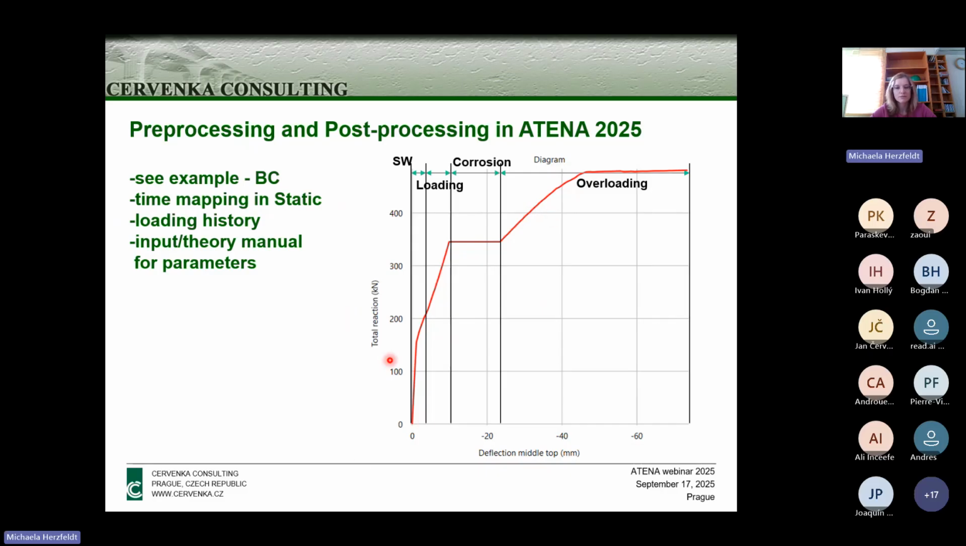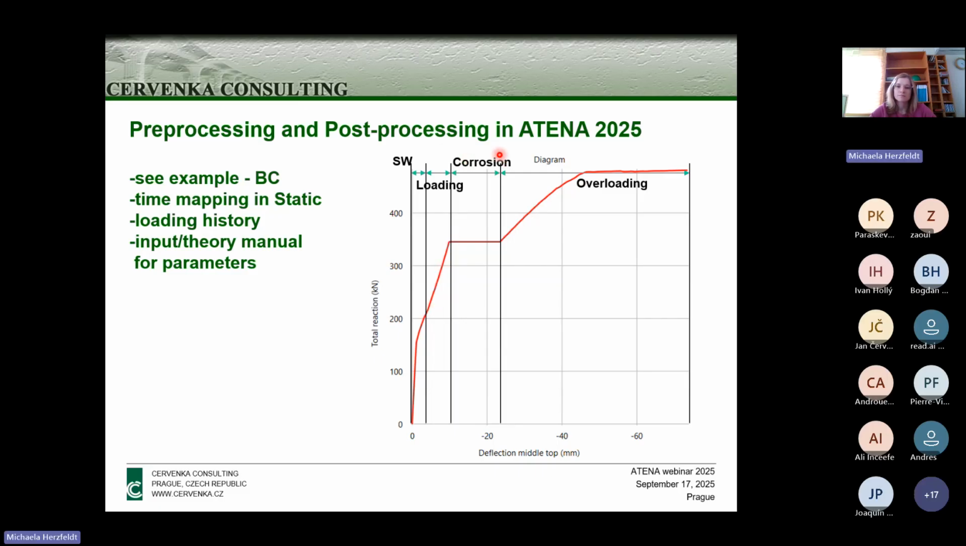Then I want to show you how to work with loading history, which is also shown here on this diagram. This is like a load-displacement diagram for the structure, and it basically shows that the analysis can be divided into multiple steps. We call them intervals. This example is for intervals. As you can see here, the first one is loading just with the self weight. Then there might be some general loading in the next interval, where you assume some sort of combination that you expect on your structure.